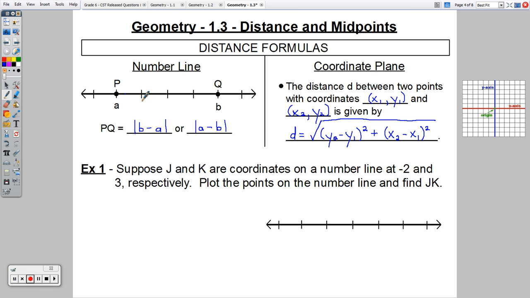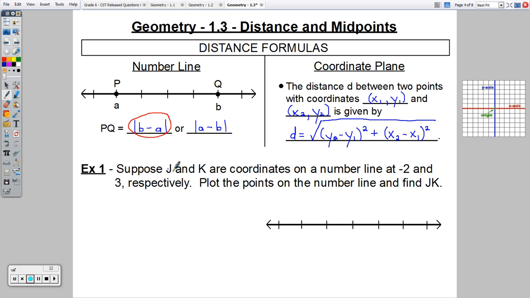Personally, I prefer this one for a number line, doing the farther to the right coordinate first. That way, if I forget about the absolute value, or if I don't even want to use the absolute value, I don't have to. So I prefer this one. Both of them work though, as long as you use the absolute value.